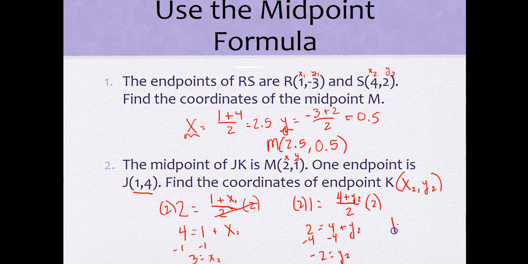So again, that endpoint was called K, so I'm going to put this as an ordered pair. 3 was my x and negative 2 was my y. And that's my answer.